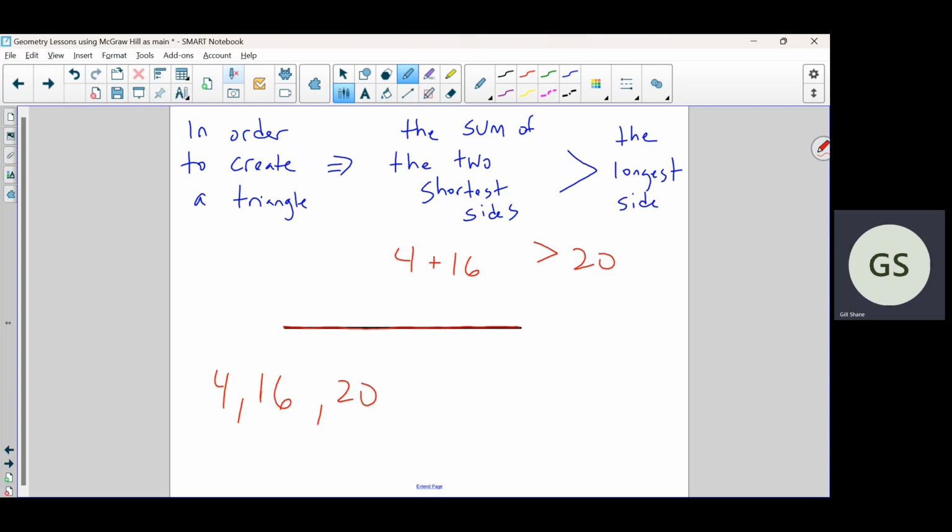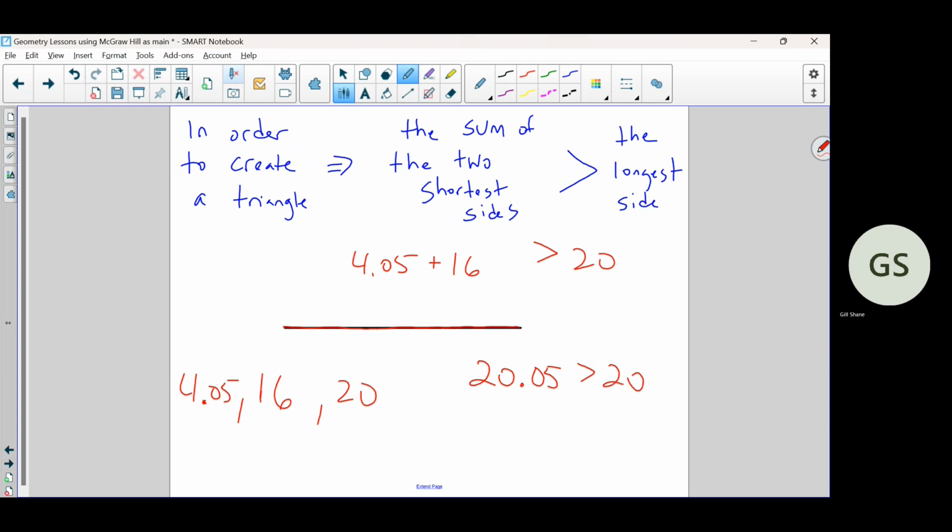Now as soon as we make either of the two short sides a little bit longer, say 4.05, can we make a triangle now? Yeah, now we can. Again, you just plug in the values. All I really have to do is change that one. If I add those together, I get 20.05, which is greater than 20. That is true. That will make a triangle.